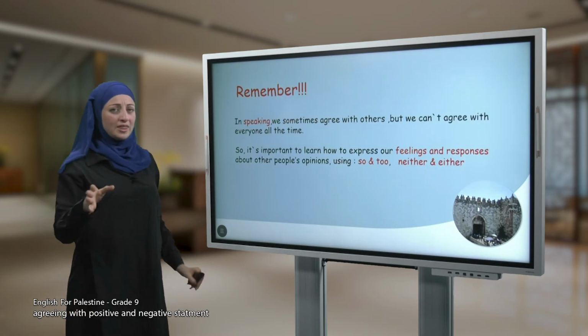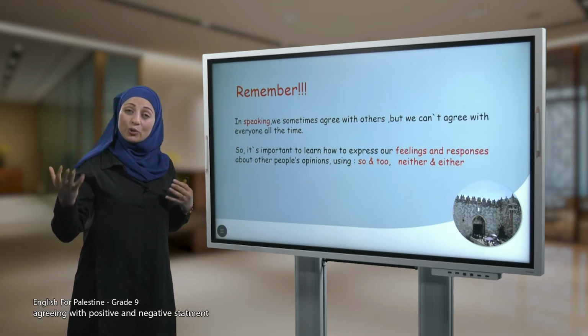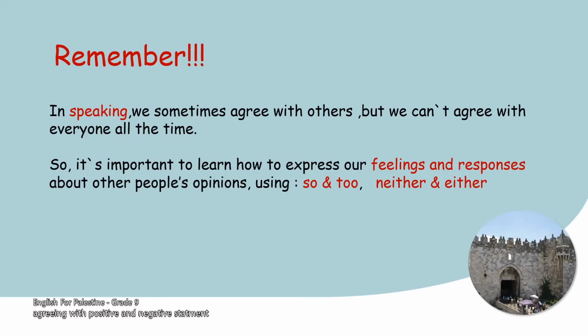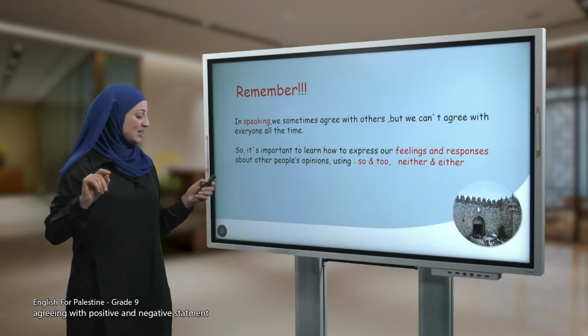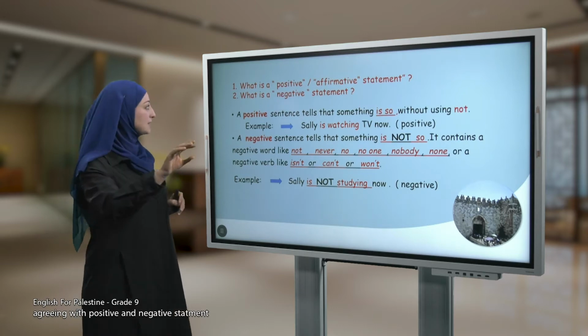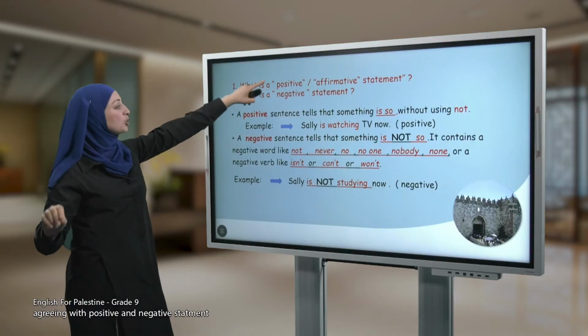Remember that when you are speaking, you sometimes can agree with others and sometimes you can't. So it's important to learn how to express your feelings and responses about other people's opinions using so and too, neither and either. Let's start. We will start with positive or affirmative statements and then we will talk about negative statements. Let's start with the positive one.